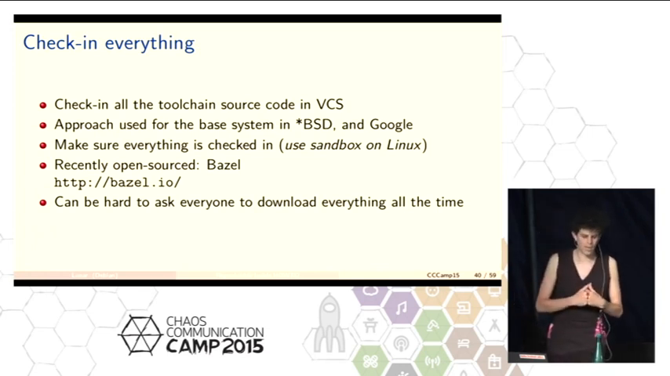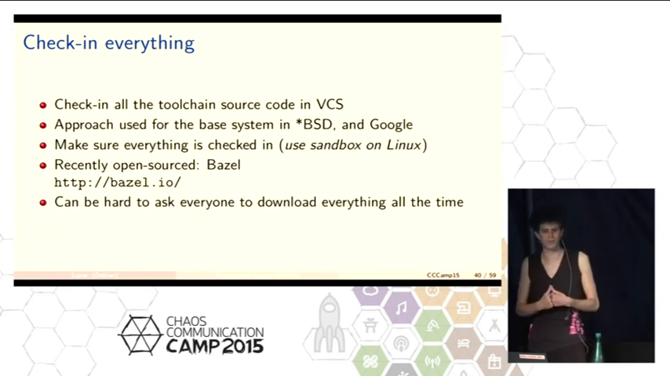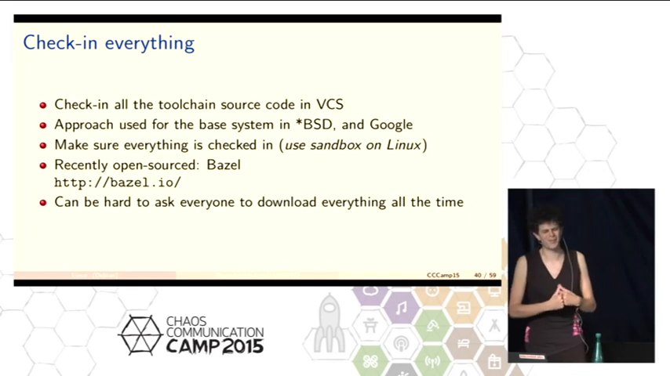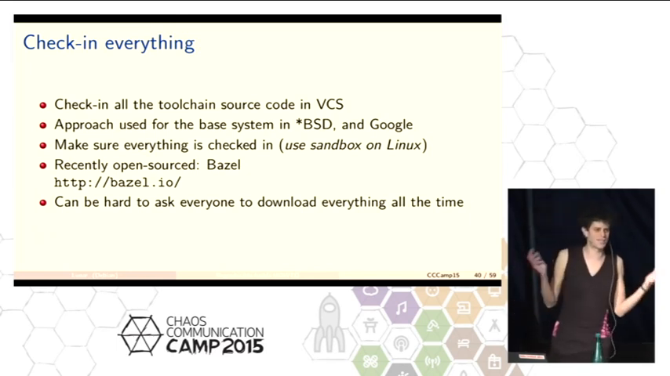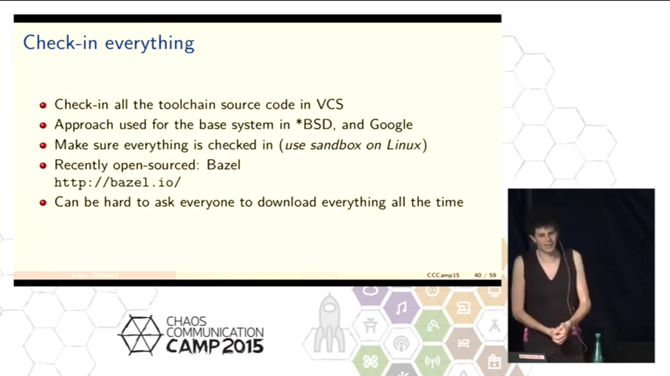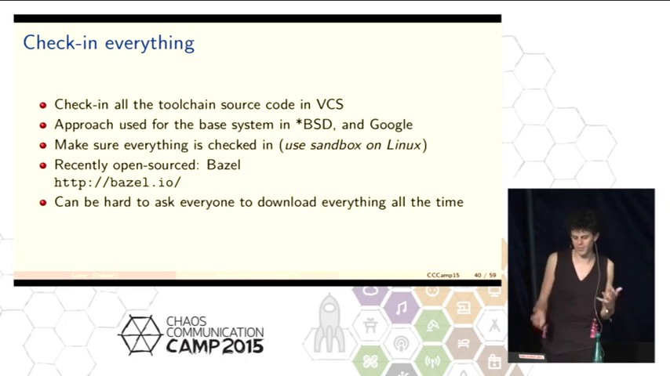But the problem is that it works for FreeBSD because it's a monolithic system. It works for Google because, well, they have internal processes. You can't really ask everybody to always download GCC 70 times to build tools in their daily workflow, so it might not be the best.